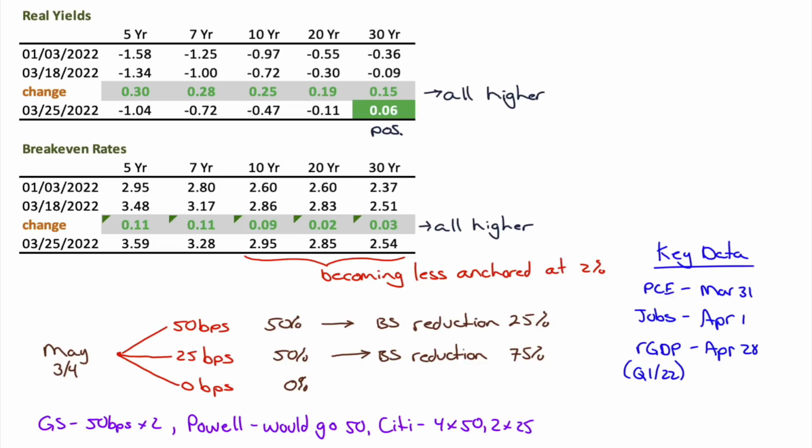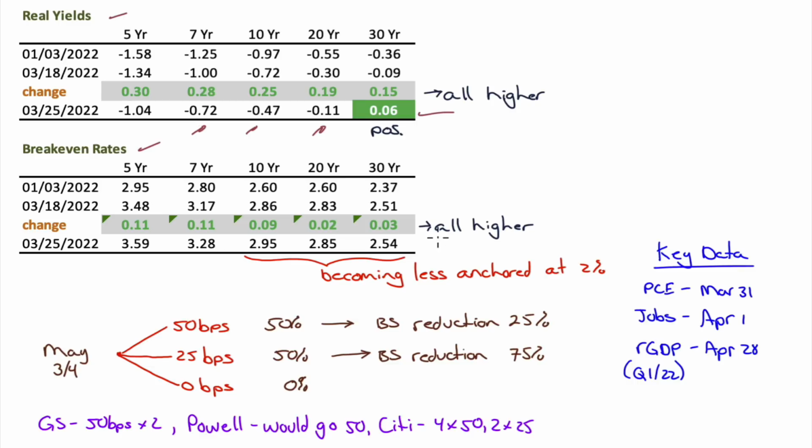Well, let's have a look at our break-even rates. For that, we're going to need our real yields. Notice real yields are all higher. We have one real yield that is now positive, which is on the 30-year. And as they go positive, they'll go positive from the long end backwards. Let's see what happens over the course of the week.